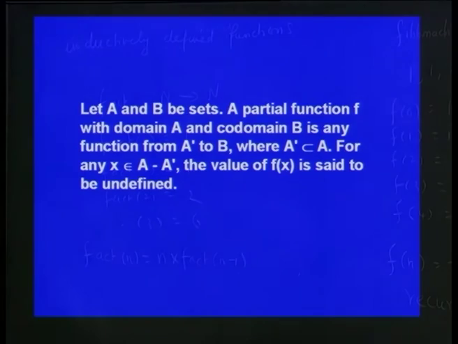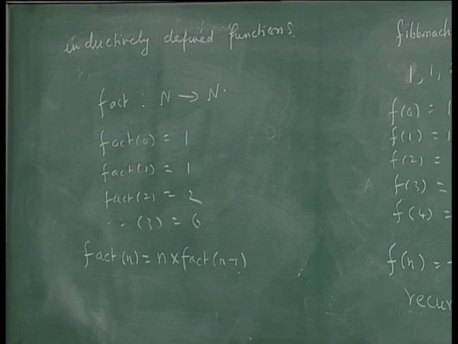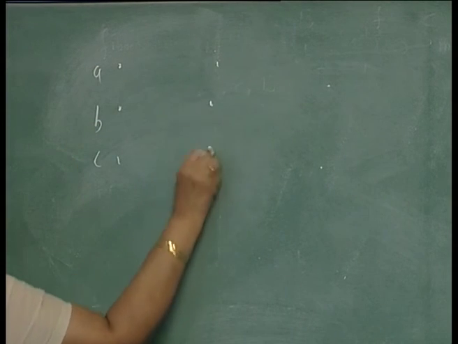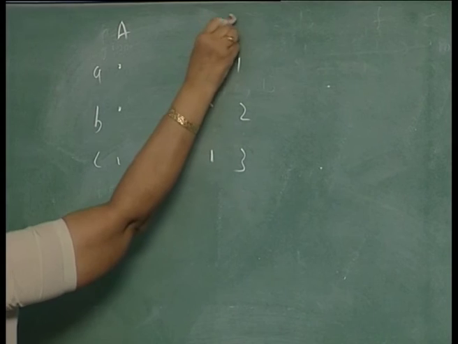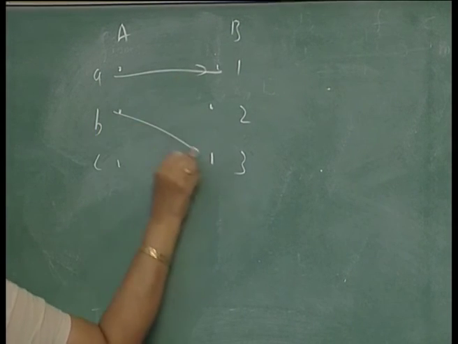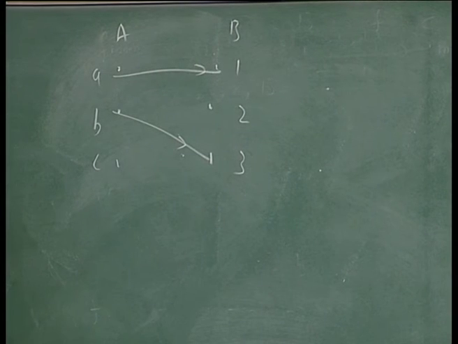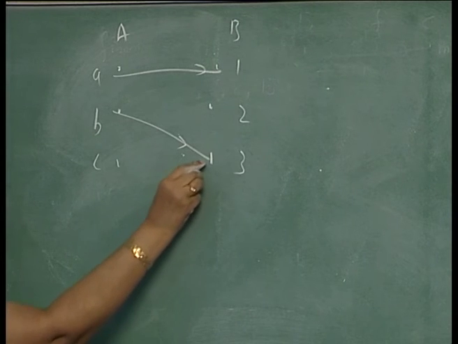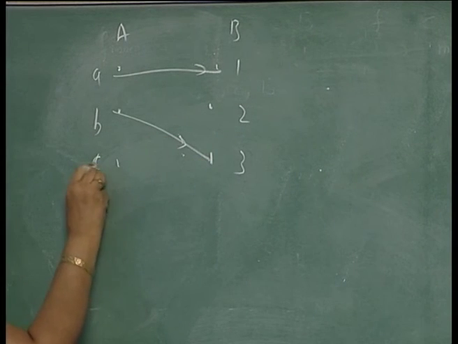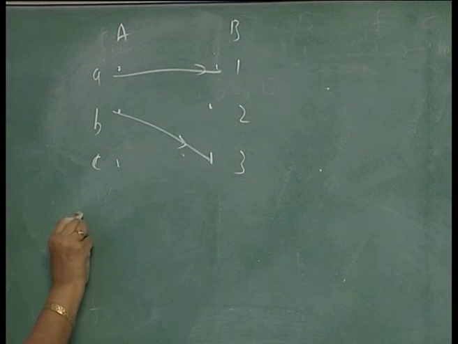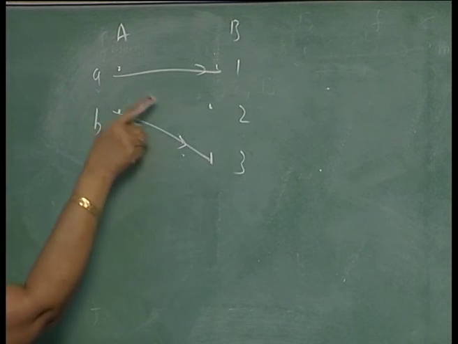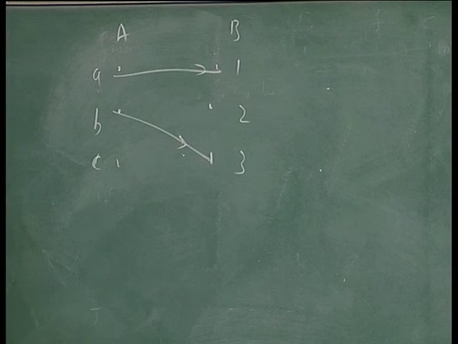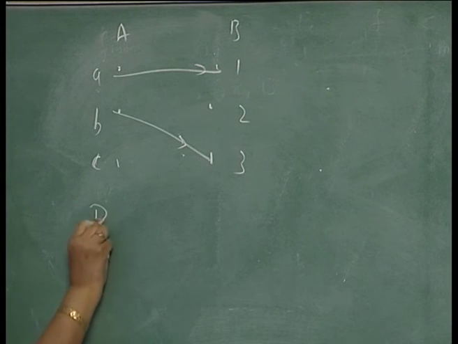For example, take this function. Take A, B, C and 1, 2, 3, from A to B, defined in this manner: f of A is 1, f of B is 3, but f of C is not defined. Initially we said this is not a total function, but it is called a partial function because for C it is not defined, but for A it is 1 and for B it is 3.